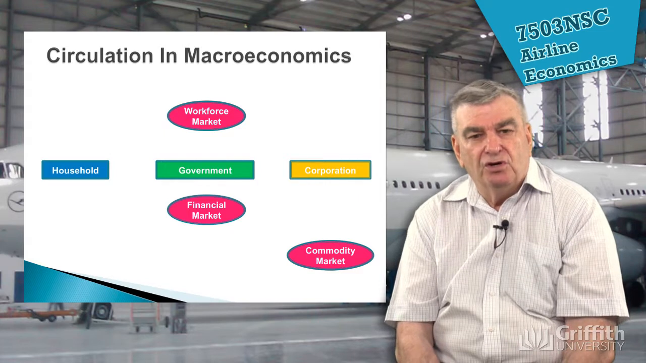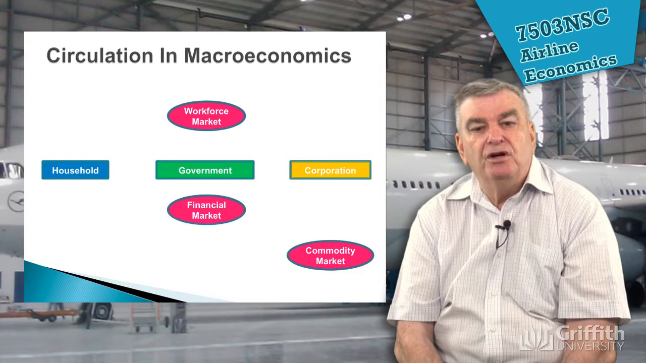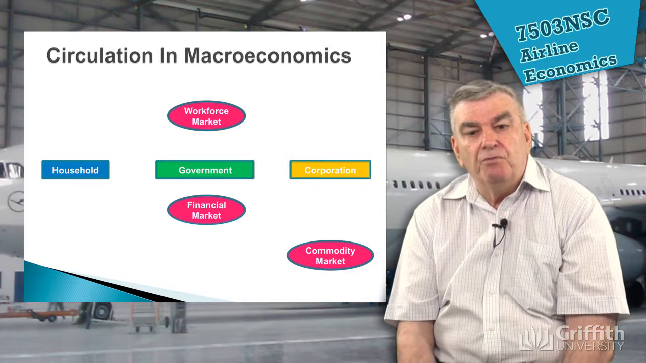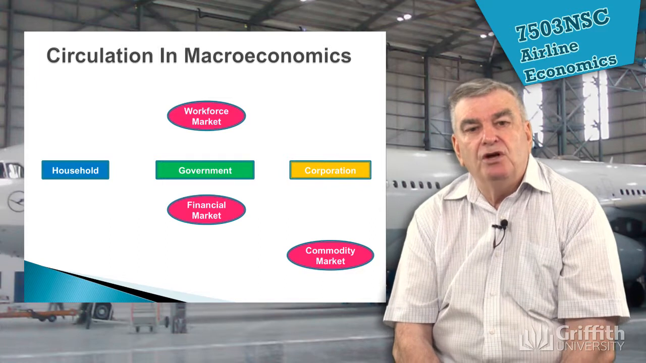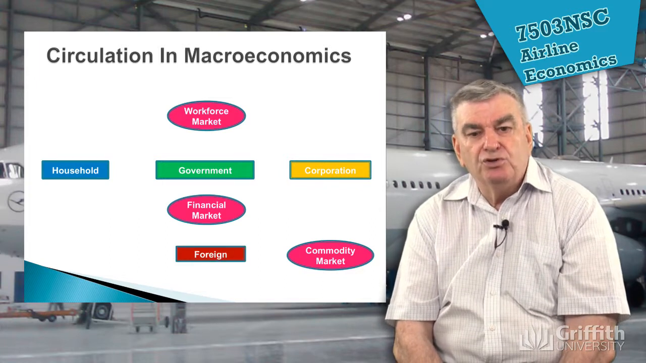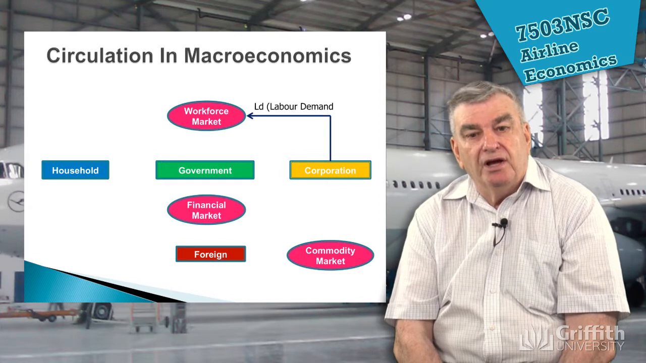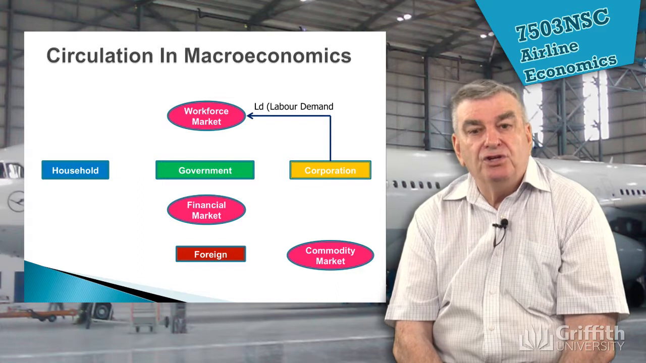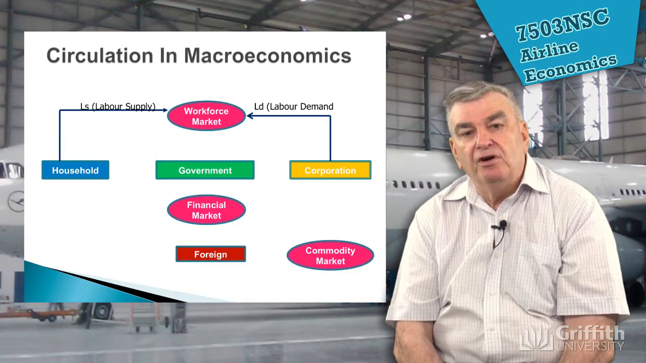This is the stock exchanges, the areas where people put their money to invest it so it grows for the future. Then we've got the commodity market, and the commodity market for us is anyone who's producing products or services. Then of course we look at foreign investors or foreign investment, and we say obviously corporations go to the workforce market to get their labour. People go to the workforce market to provide their labour.